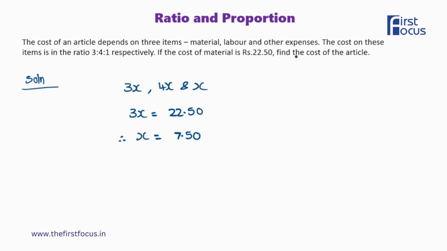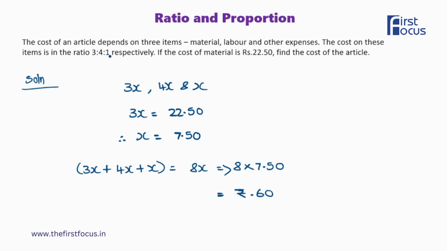So they asked to find the cost of the article, which is the sum of all the three. So we have to sum all the three. 3x plus 4x plus x. That all will sum up to 8x. So substituting the value of x, we get 8 into 7.50. That is rupees 60. So the cost of the article is 60.